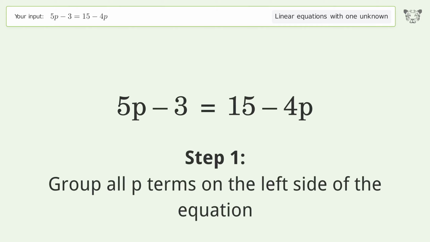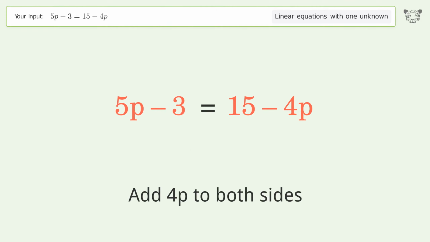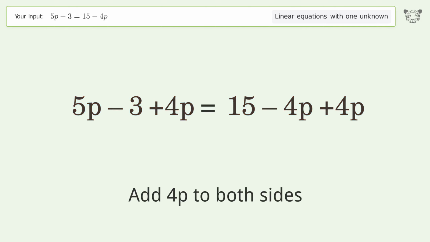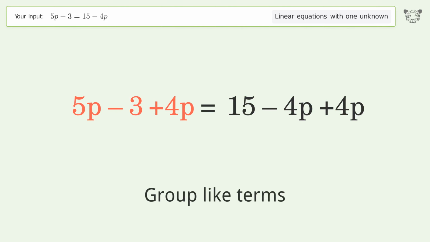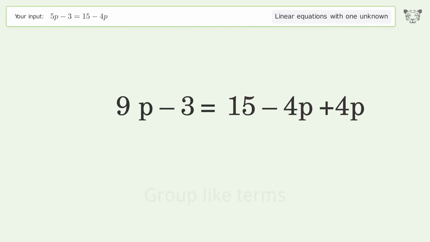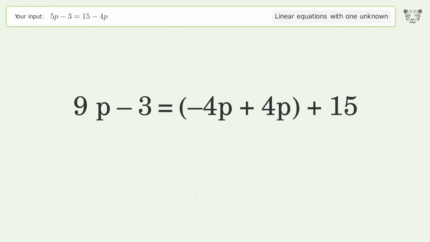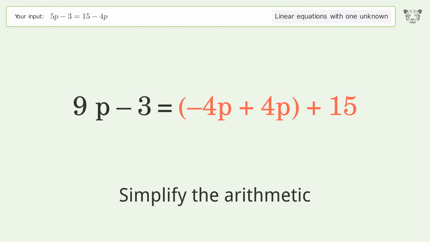Group all p terms on the left side of the equation. Add 4p to both sides. Group like terms. Simplify the arithmetic. Group like terms. Simplify the arithmetic.